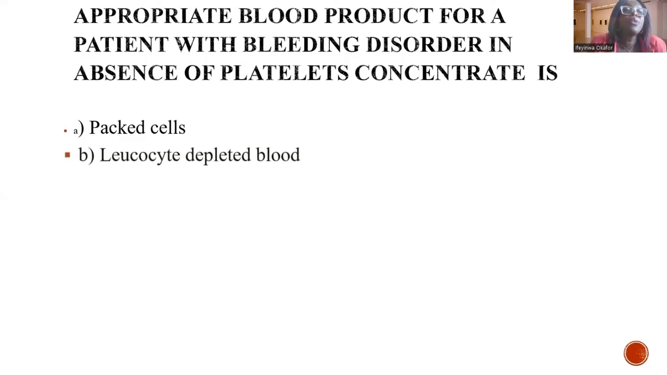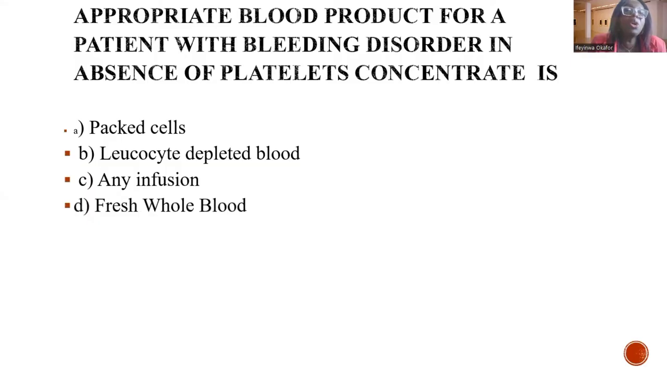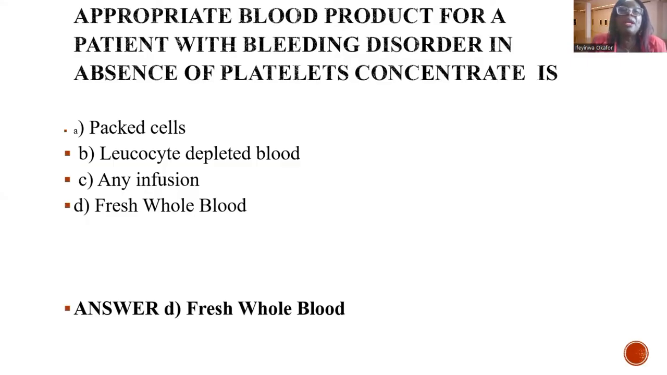Appropriate blood product for a patient with bleeding disorder in absence of platelet concentrate is: one, red cells; two, leukocyte depleted blood; three, plasma infusion; four, fresh whole blood. Answer, fresh whole blood, which still contains platelets. Remember that stored blood is already depleted of platelets, because the shelf life of platelets is very, very short, okay?